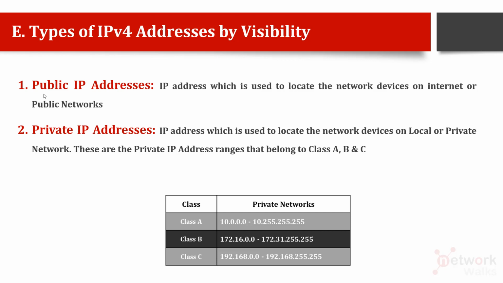we can divide them into two, which is public and private. Public is given by our ISP, which is assigned to all the networks or devices which are facing the internet. Private is what we use at our homes or our offices. So a public IP address is used to locate the network devices on the internet or public networks.